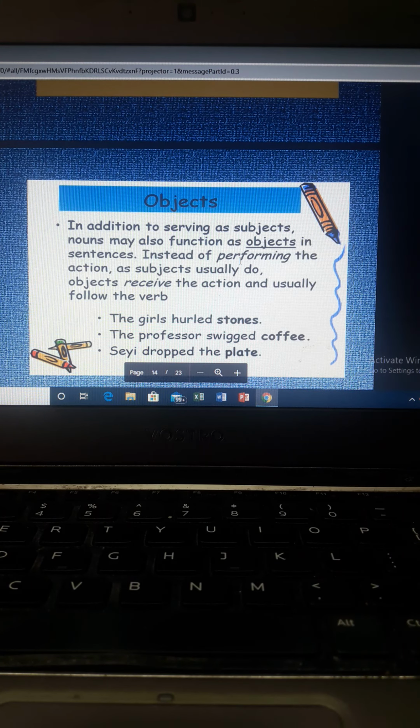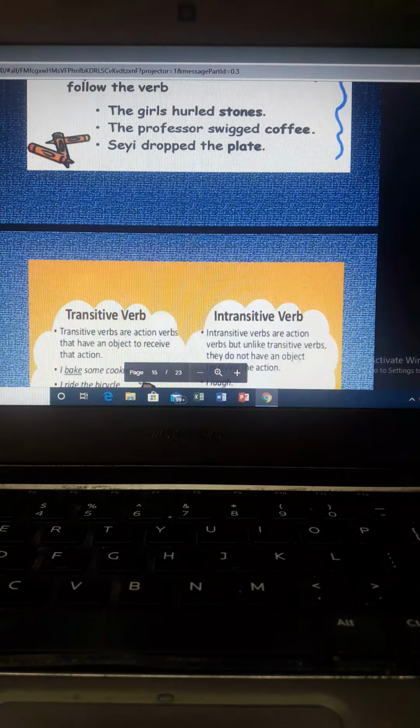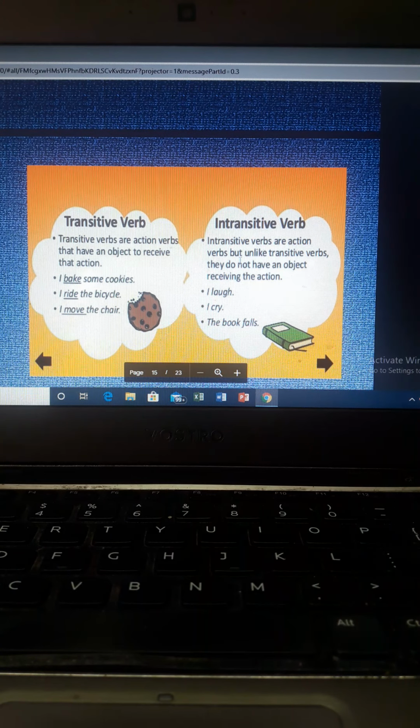The professor swigged coffee. Professor is a noun and coffee is also a noun. Swigged will be the verb. Professor is the doer of the action, so professor becomes the subject, right? Swigged becomes the verb. And what is the object over here? Who is the receiver of that verb? Coffee. So coffee becomes the object. And coffee is also a noun. Got it? Now we come to transitive and intransitive verbs. This is something we have to understand.